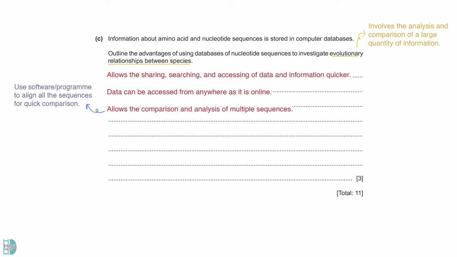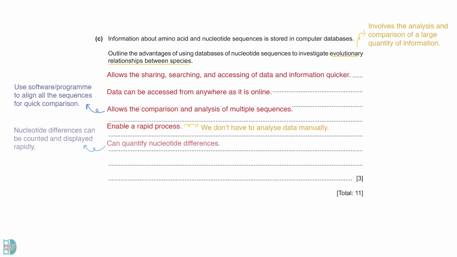Many software can be used to align the sequences next to each other and analyze all of your selected sequences simultaneously. Since all these do not need to be done manually, the process becomes much more rapid. The similarities and differences can be quantified too. Nucleotide differences can be counted and displayed within a short time. They can help us to determine how closely related two species are by counting the differences or mutations between the DNA we chose to compare. The fewer the differences, the closer they are.